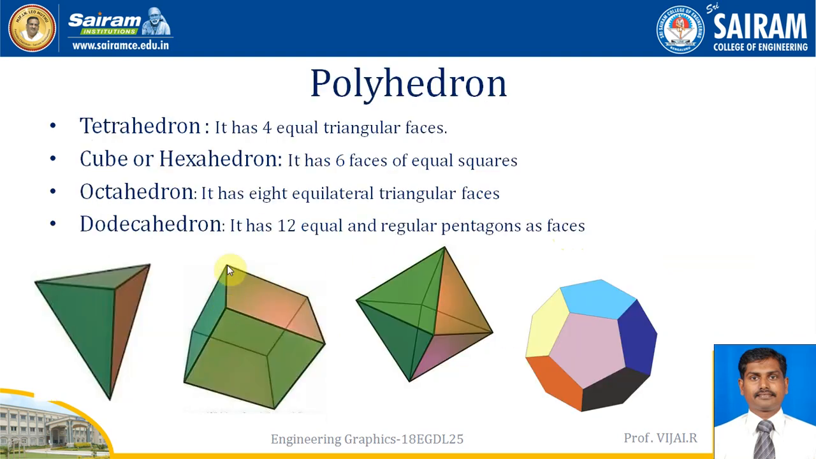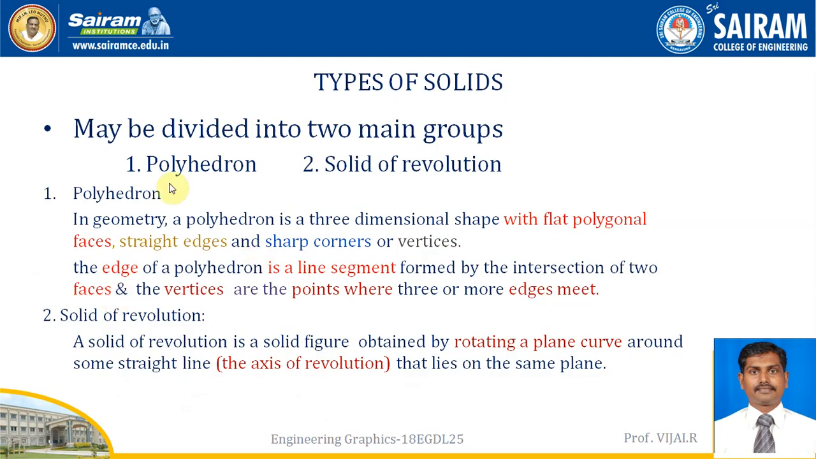What is meant by edges? It is a straight line. These are all the edges, and these are all called faces. The intersection of two faces creates one edge, and the intersection of edges creates a corner or vertex. So, the faces, edges and corners. This is the definition: the edge of a polyhedron is a line segment formed by the intersection of two faces. The vertices are the points where three or more edges meet.